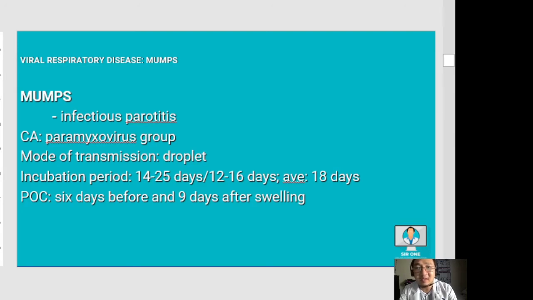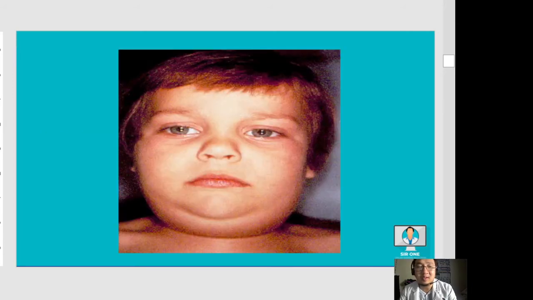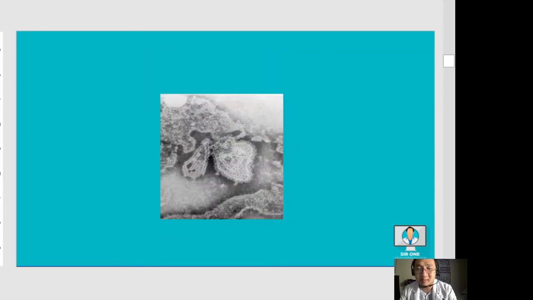I am emphasizing that because sometimes you do not know that you already have the mumps virus, and you may transmit it without knowing, especially if your first sign and symptom is a fever, which is a general manifestation, and the least that you would think you have is mumps. This is an example of an image of a patient with mumps, and this is a microscopic view of the virus.